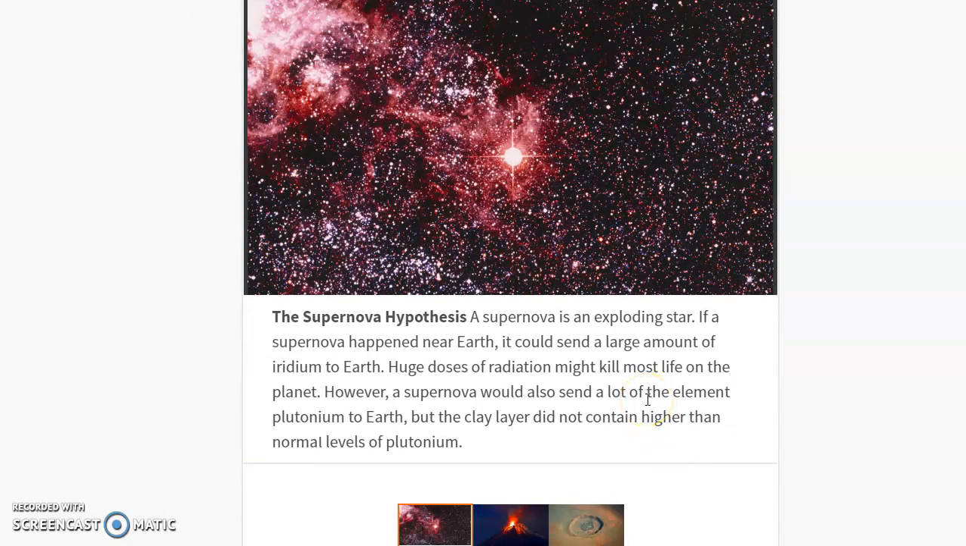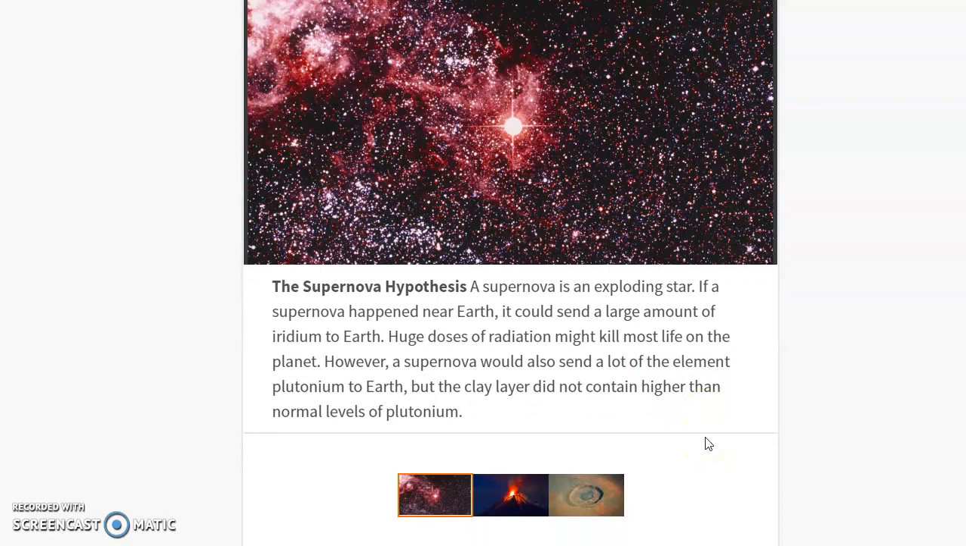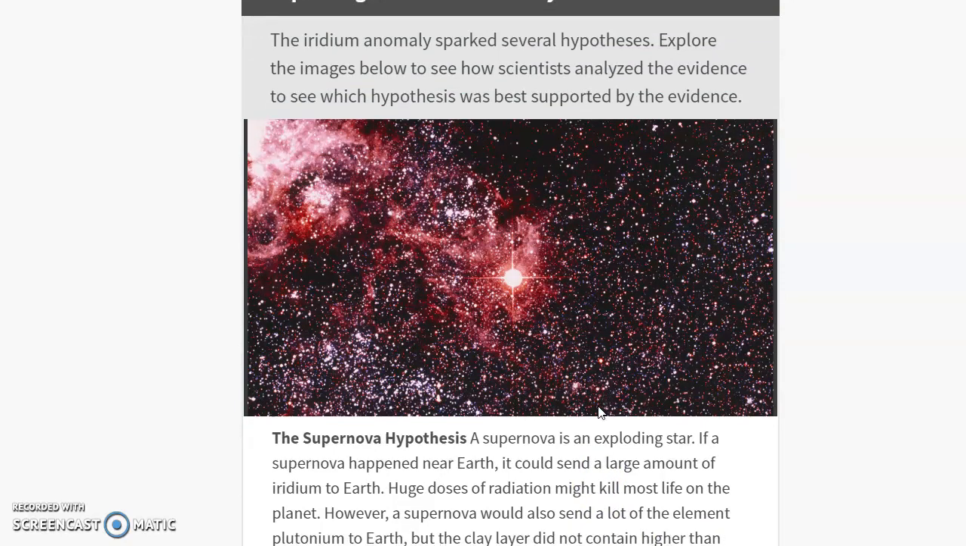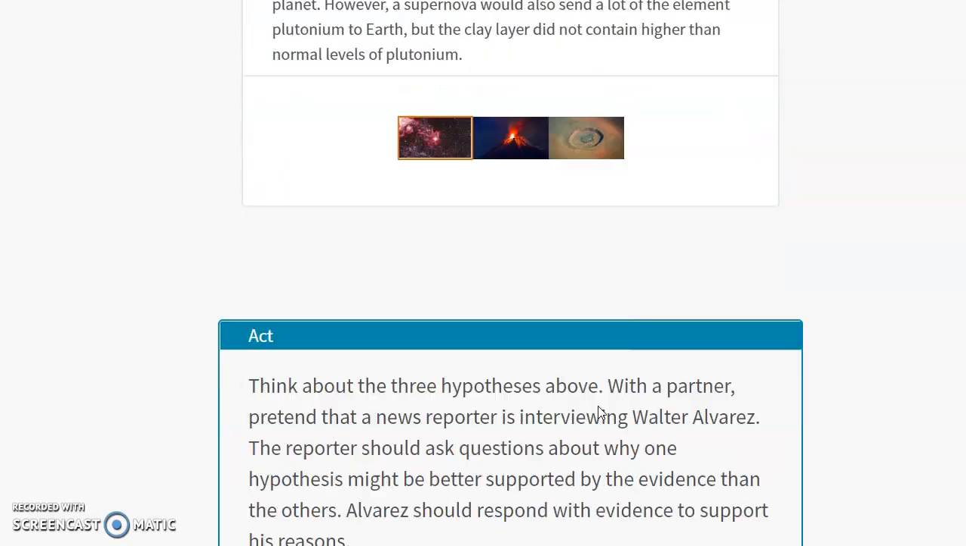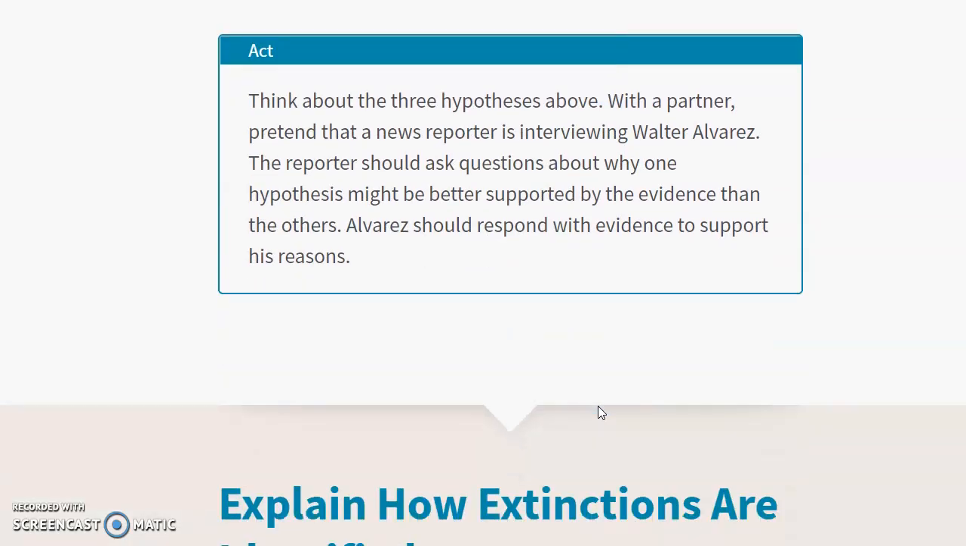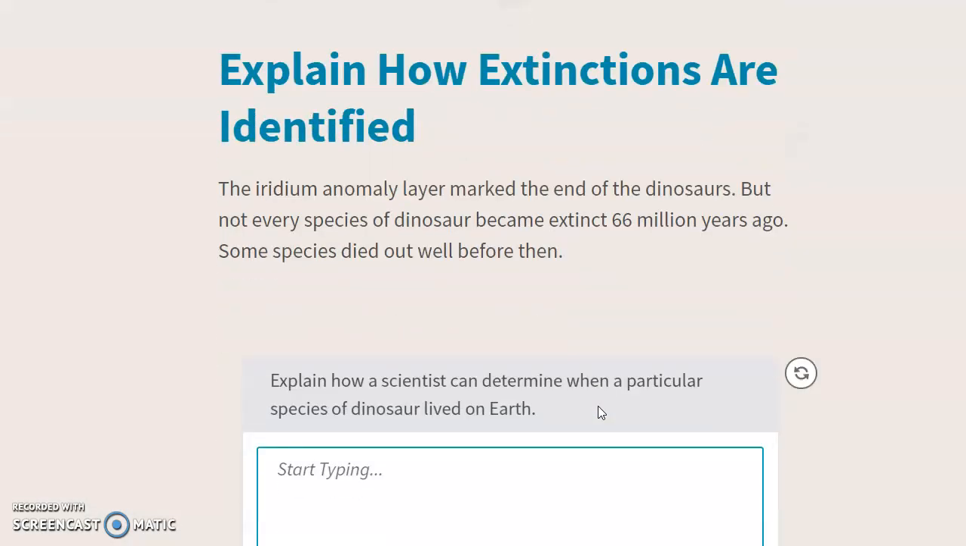Supernova was the exploding star. That's what we felt like created the Earth and actually gave us these higher levels, but the clay layer does not contain higher than normal levels of plutonium. So this is another hypothesis about the Earth. So think about the three hypotheses, and then you can interview each other about them.